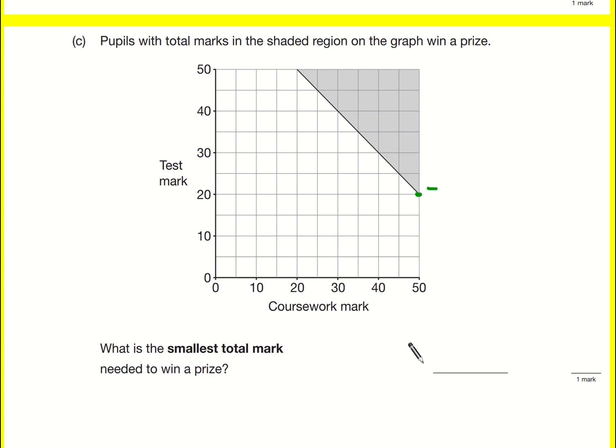And here it is 70 because it's 50 plus 20. Here it's also 70. And actually, if you just check one in the middle, 35 and 35, it is in the middle. It is also 70. So yeah, along this whole line is 70. The smallest total mark needed to win a prize is 70 marks.